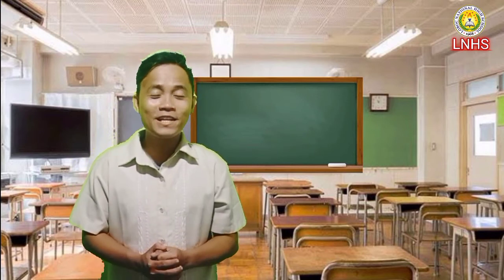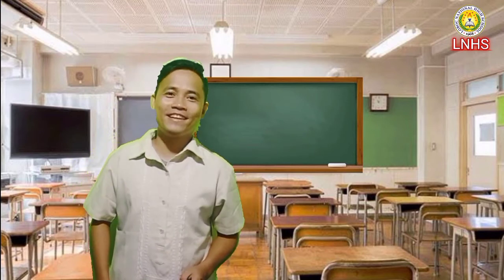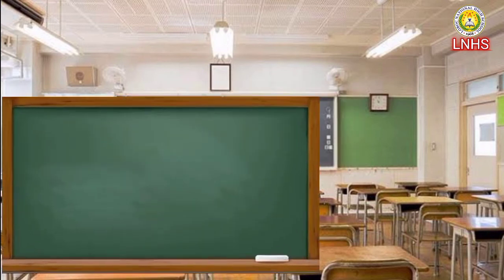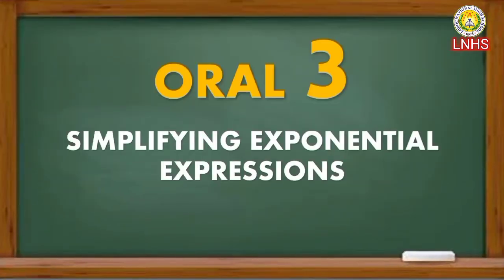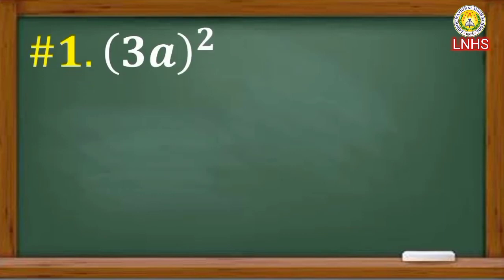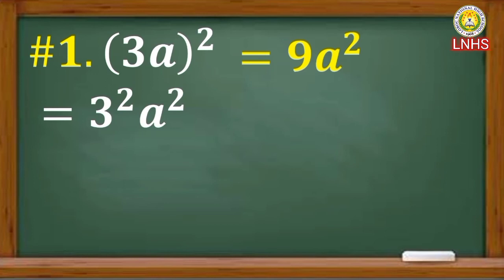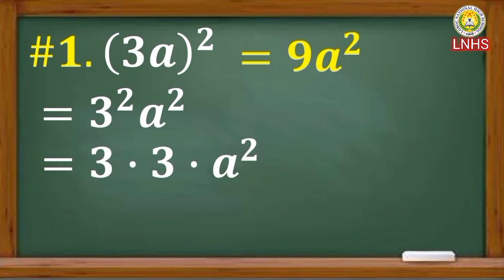Okay, at this juncture, let us have oral number 3, simplifying exponential expressions. Number 1, 3a raised to the power of 2. What is your answer? Correct, 9a raised to the power of 2. Solution: 3 times 3 times a squared. So the result is 9a raised to the power of 2.